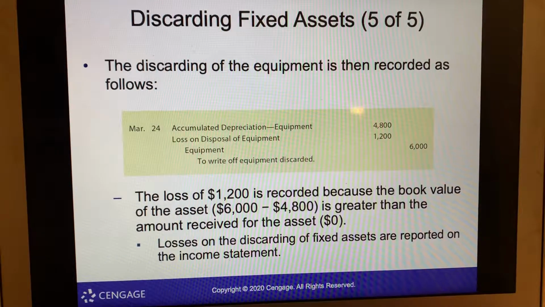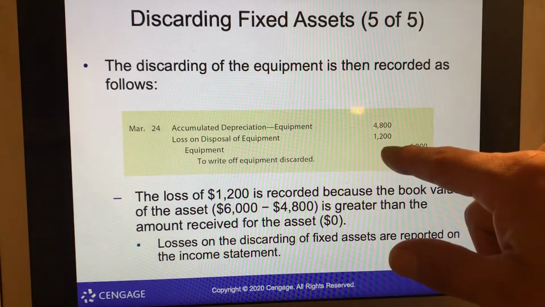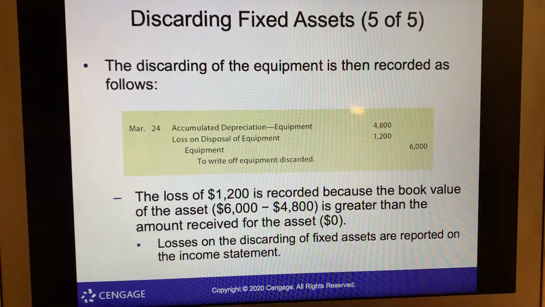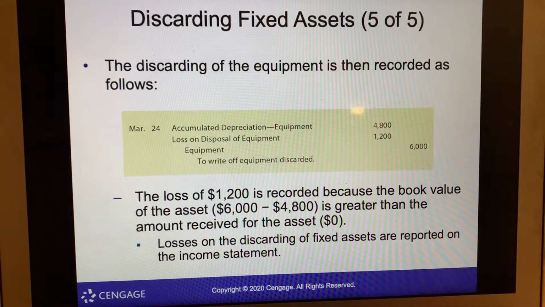Here's another example. Accumulated depreciation equipment is pulled off, 4,800. Loss on disposal of equipment, 12,000, and then equipment, 6,000, and that's to write off equipment. So that's whenever there's a loss. So if there's a loss, this can be a debit. And keep in mind that loss actually goes to the income statement, because you can expense that out.